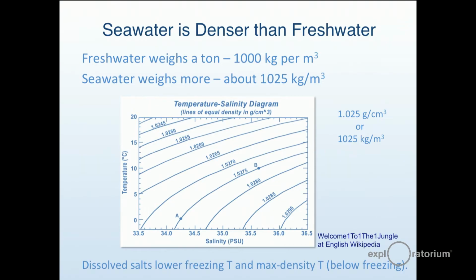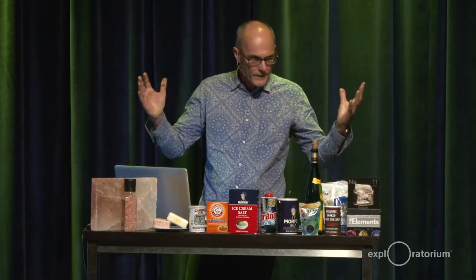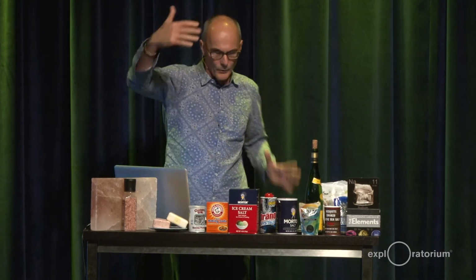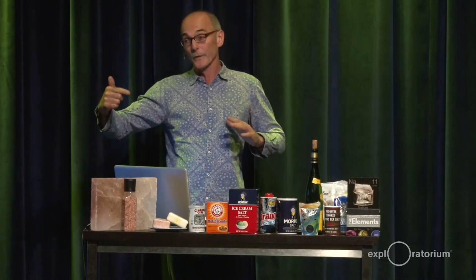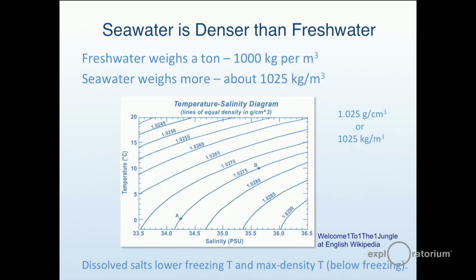So water that has salt dissolved in it, sodium and chloride, is actually heavier. Water weighs a ton. A cubic meter of water weighs a metric ton, but salt water is heavier. So instead of being 1,000 kilograms per cubic meter, it's 1,025. Small difference, 2.5%. But again, it makes all the difference.